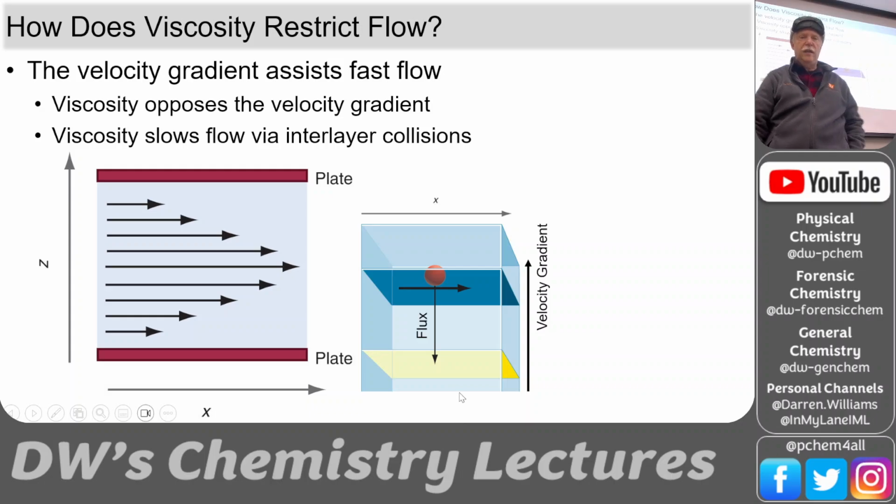And so then it's the interlayer collision. So if you think about these as laminar flow or layered flow, this arrow is going to be interacting with this velocity arrow that's pulling it along. This is pushing it along, but then this one is dragging it back. And so it's that drag that's the viscosity.